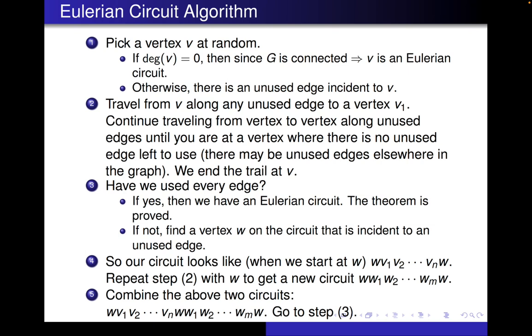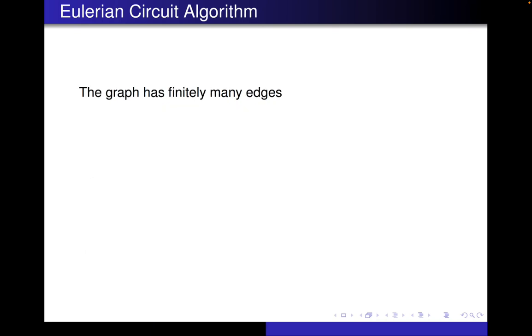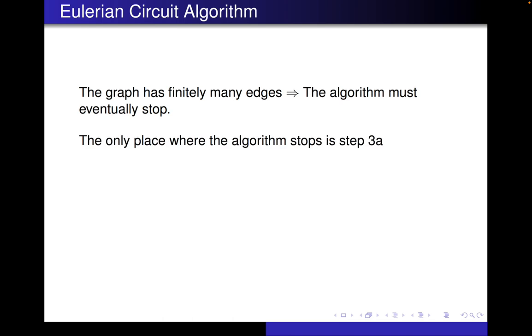The question, of course, is, will we ever stop? Or will we get stuck in an infinite loop? Well, remember, each of those steps where we make a new circuit, we add new edges to our circuit. But our graph has finitely many edges, so eventually we're going to run out of edges. That means the algorithm must eventually stop. And now we have to go back to the steps of the algorithm and ask, where does the algorithm stop at all? There is exactly one place where the algorithm stops.